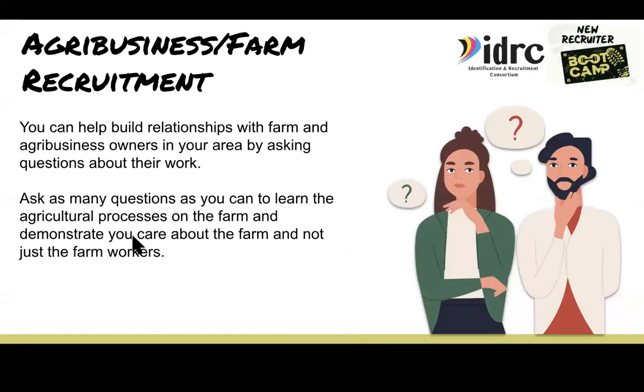You can also help build relationships with farms and agribusiness owners in your area by asking questions about their work, kind of like what I was mentioning earlier. Ask as many questions as you can to learn about the agricultural process on the farm and to demonstrate that you care about the farm and not just the farm workers. Knowing that information about the agricultural process will also go a long way in determining eligibility and filling out and completing the COE.